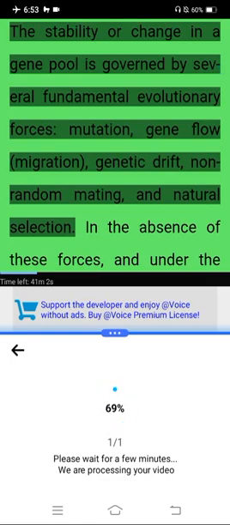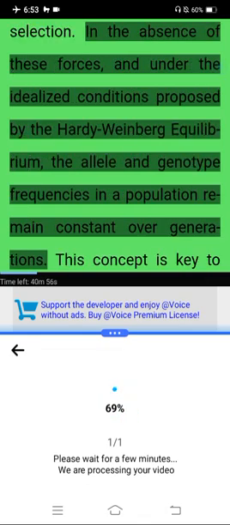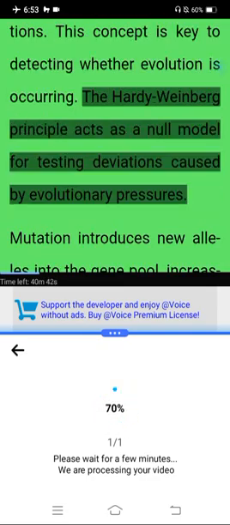The stability or change in a gene pool is governed by several fundamental evolutionary forces: mutation, gene flow, migration, genetic drift, non-random mating, and natural selection. In the absence of these forces, and under the idealized conditions proposed by the Hardy-Weinberg equilibrium, the allele and genotype frequencies in a population remain constant over generations. This concept is key to detecting whether evolution is occurring. The Hardy-Weinberg principle acts as a null model for testing deviations caused by evolutionary pressures.